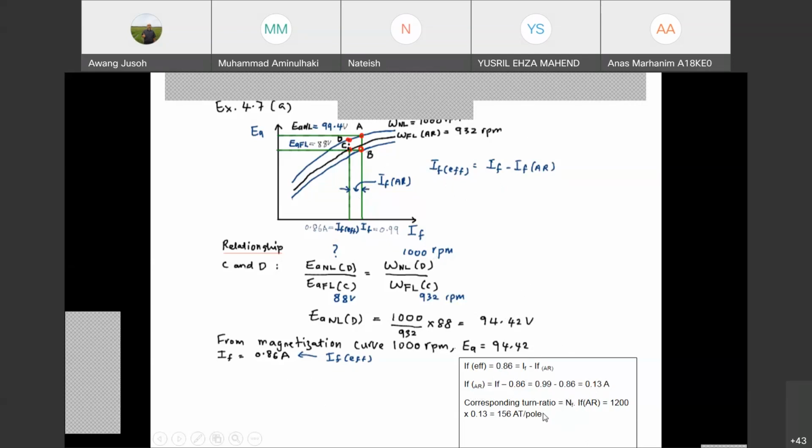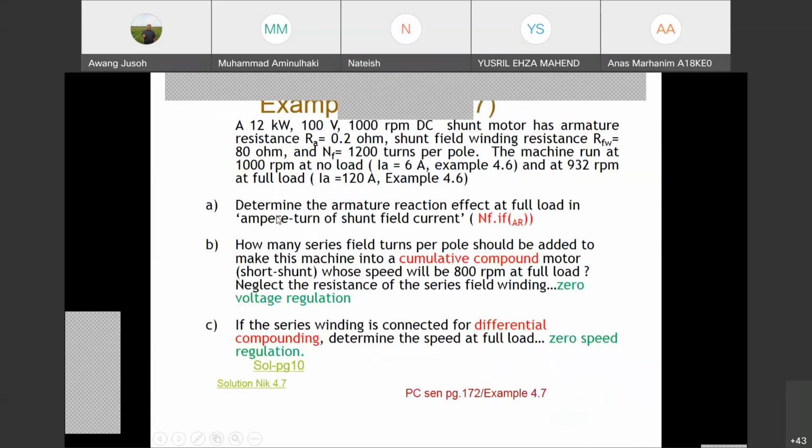Then to answer the question, just multiply. The question asks us to multiply IFAR with NF. NF is 1200, IFAR is 0.13. Then we get the answer, 156 ampere turn per pole. That solves the first problem: determine the armature reaction.